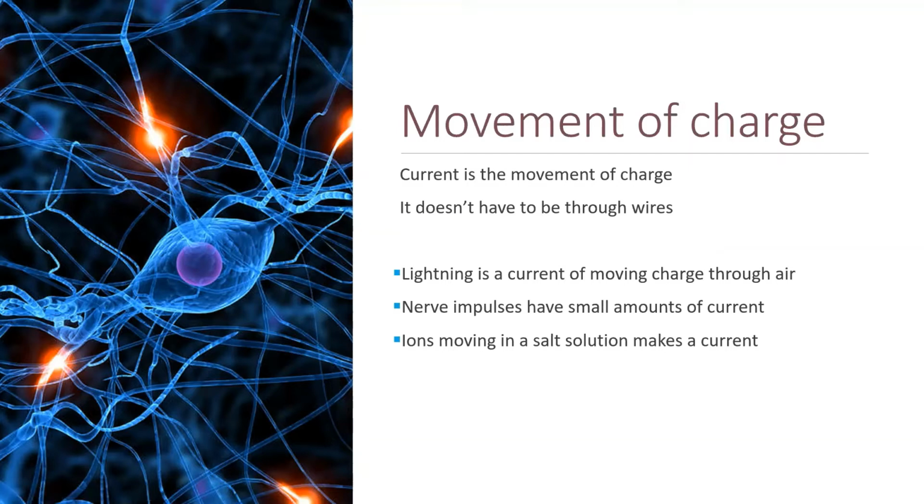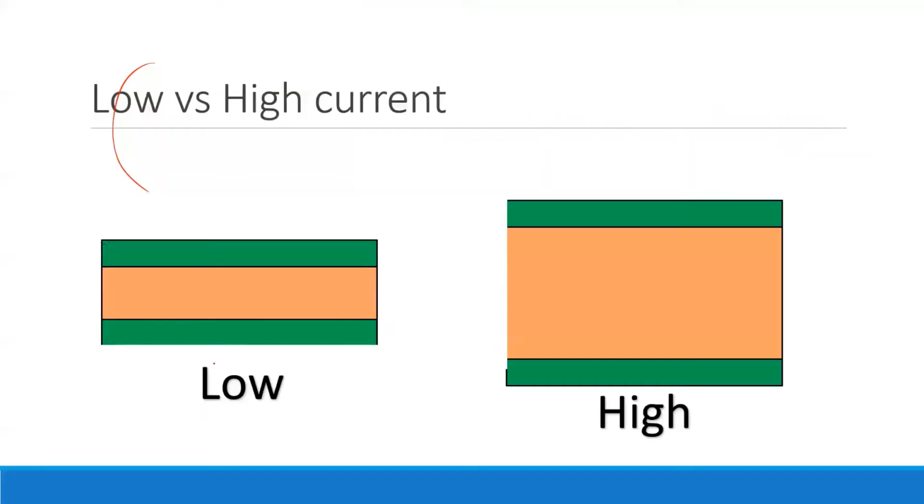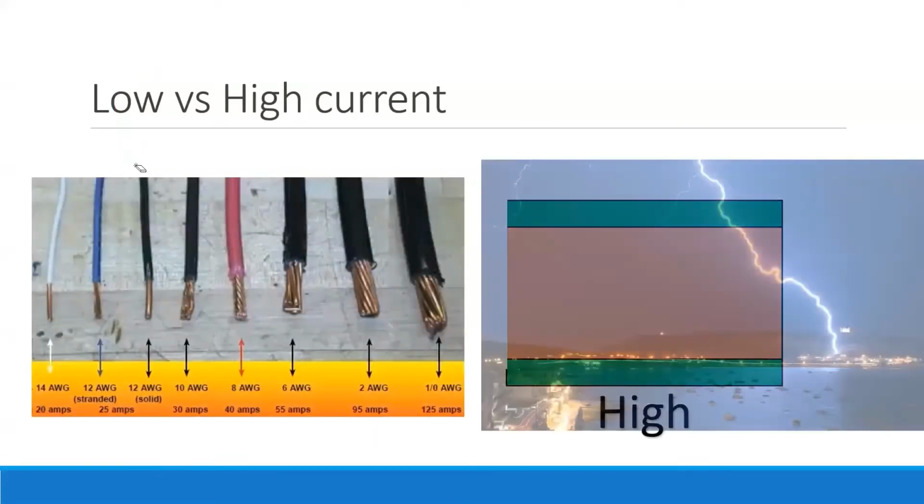So current is movement of charge. It doesn't have to be through wires. Remember, it can be through a nerve ending. Electricity, charge can pass through a nerve. It can pass through the air. It doesn't have to be through wires. But when it is through wires, we can get a pretty good idea of how quickly something's moving.